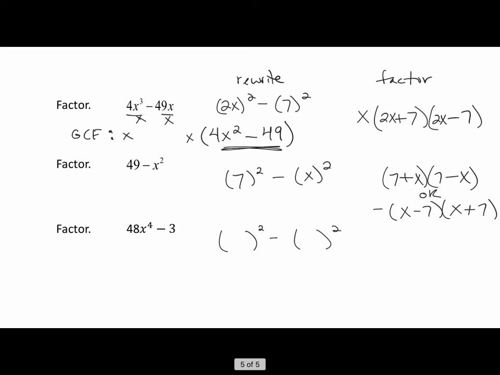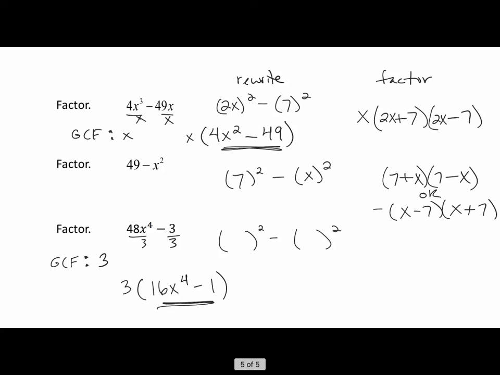Then our last example here. Is there a common factor for these terms first? Okay, there is. So we'll need to factor that out first. Both of these share a factor of 3. So we're going to factor out a GCF of 3. And when we divide, that goes in 16 times x to the 4th, and the second term that divides to 1. So now I want to see if I can factor this remaining binomial.